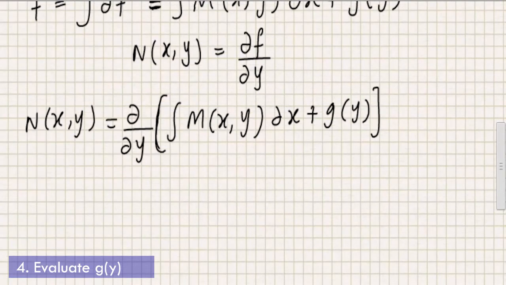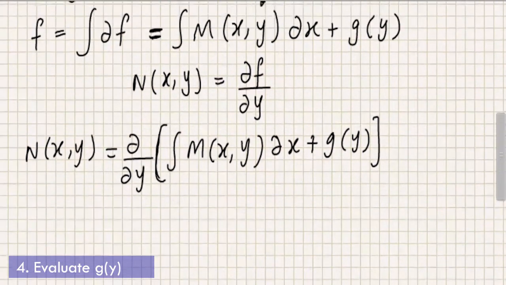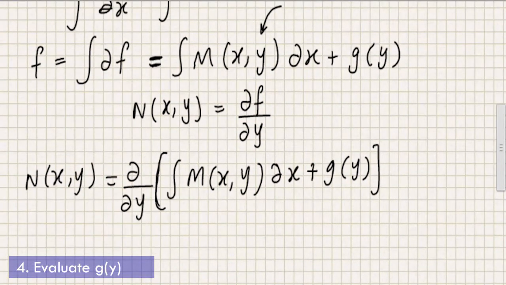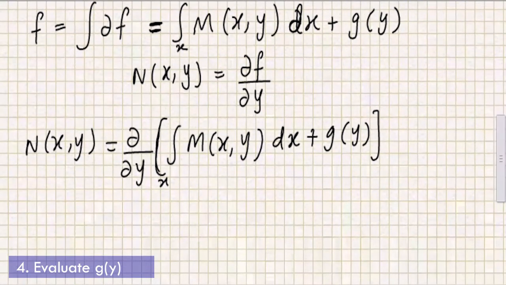Now this g of y is a pure function of y. And one more thing, when we took the integral of this function and declared that this integration was with respect to x only, we should be able to write dx instead of partial x, right? So just to denote that this integration is with respect to x only, I'm going to write a small x over here, to denote that it's a partial integration.